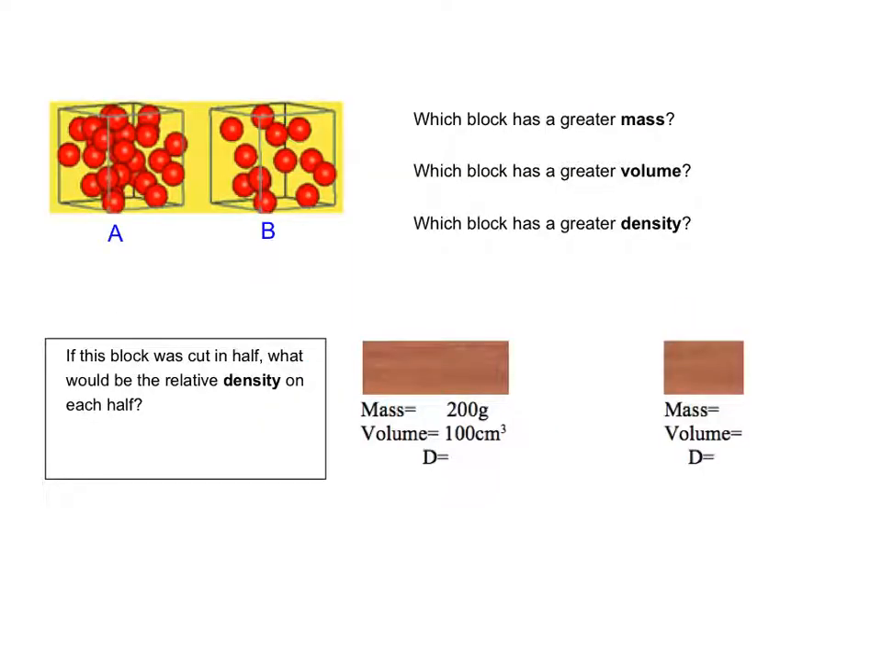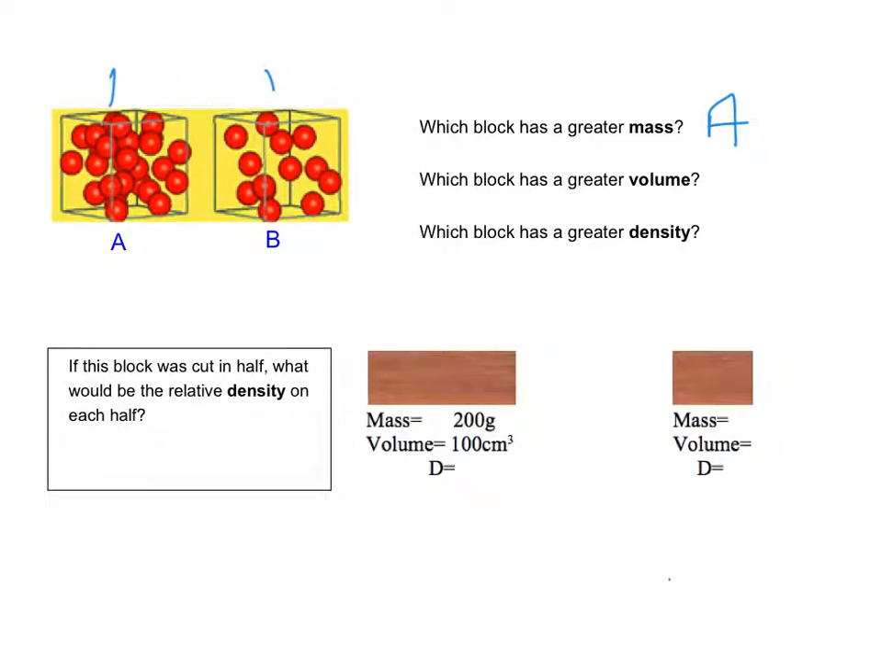So let's go through and think through some conceptual ideas about density before we go through and do some math. So up here I've got two boxes. I got box A and box B, and I got some red balls in there. That's all I know. And the question is, which block has a greater mass? Well, I would choose block A since it has more of those red balls in there than B. But which one has a greater volume? Let's look. Well, the size of these boxes, they look very much the same. Since they're the same, that means the volume is the same.